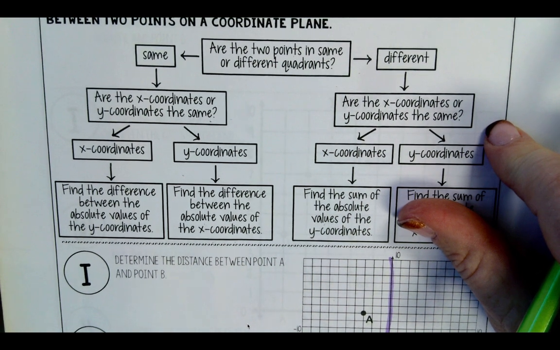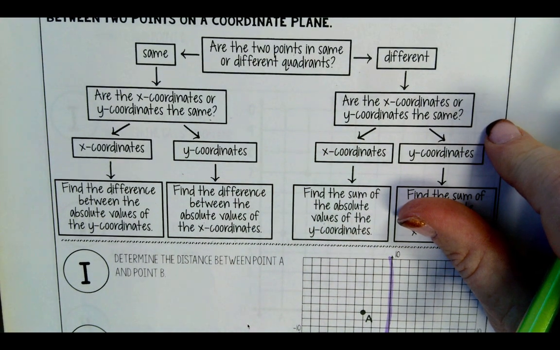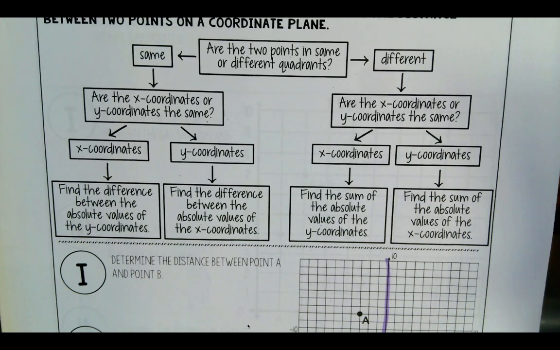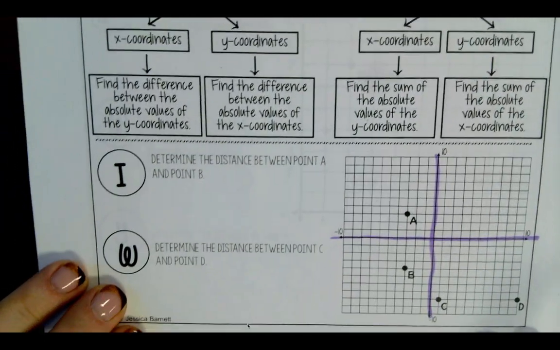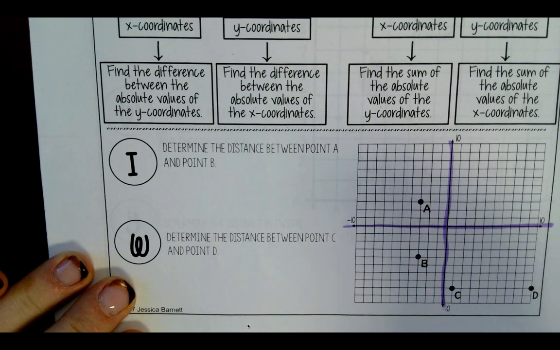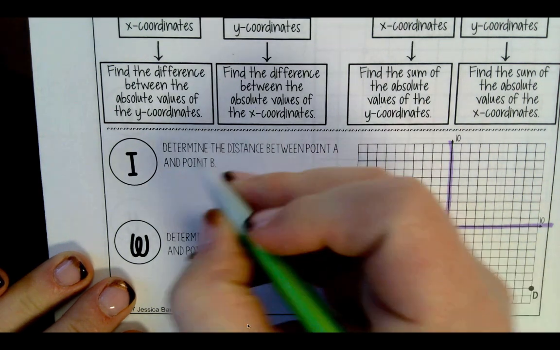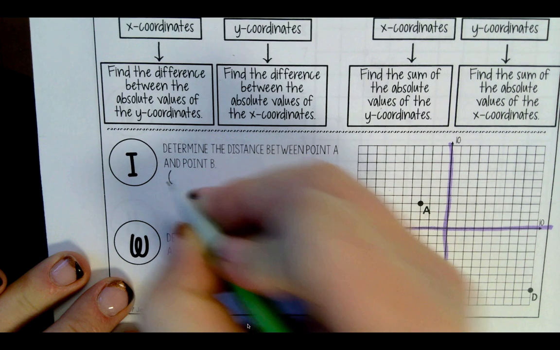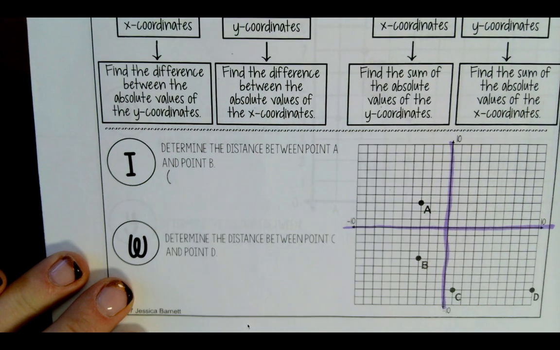And then the question is, oh, wait a minute. Do I know what my points are yet, Alana? I don't. So we're going to go back and figure that out. So here's what I need you to do. We're going to write down coordinate A and coordinate B. So open parentheses. This is the I do, so I'm telling you what to do.